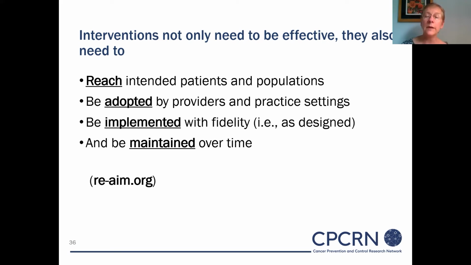The intervention won't help your population if it doesn't reach them. And if providers, the partners you're working with, don't want to adopt it, and if it's so complicated or difficult that you can't actually do it the way it was intended to be done. So these are all considerations as you select evidence-based interventions.